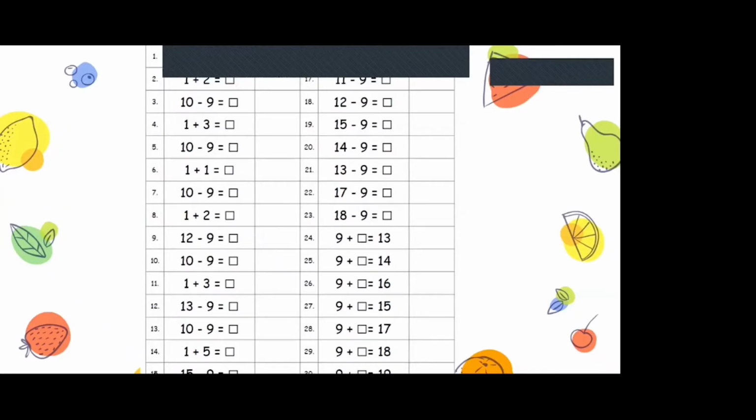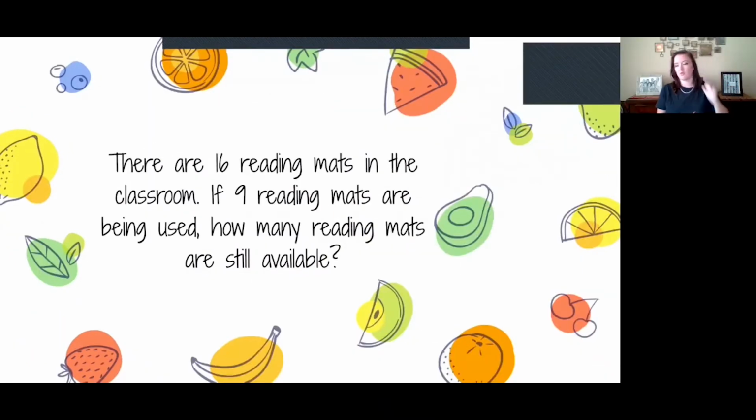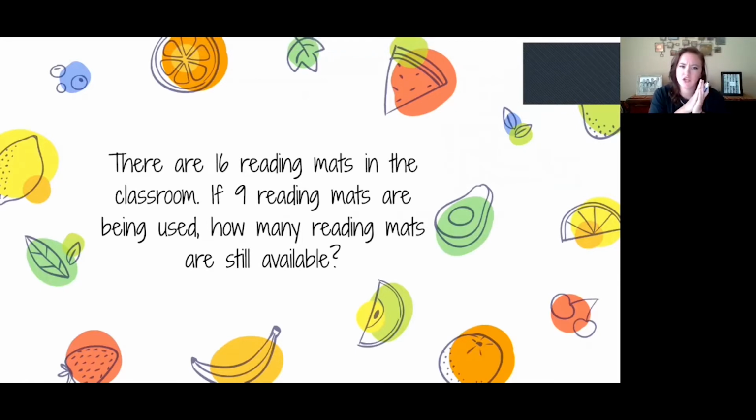All right, so I'm going to read it out loud. And then you're going to wait for the important information, and we're going to read it again, just like always. All right. There are 16 mats in the classroom. If 9 reading mats are being used, how many reading mats are still available? All right, take a minute. What is important? I want you to brainstorm. What is important? What is my number sentence going to look like? Is this an addition or a subtraction problem?